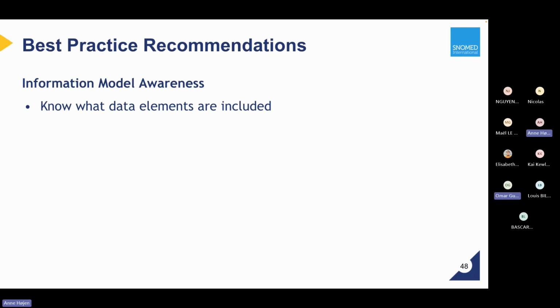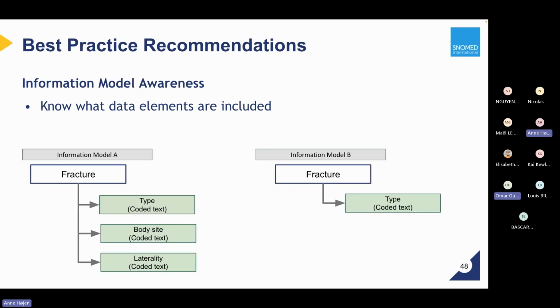Related to this principle of knowing what data elements are included, you can see that it does matter if you have a model to capture information about a fracture. So you may have two different models for representing information about a fracture. This is a more detailed model, and this is a very simple model. In this model, we have a field for representing the type of fracture, the body side for the fracture, and the laterality. Over here in information model B, we just have one field to say, this is the fracture.